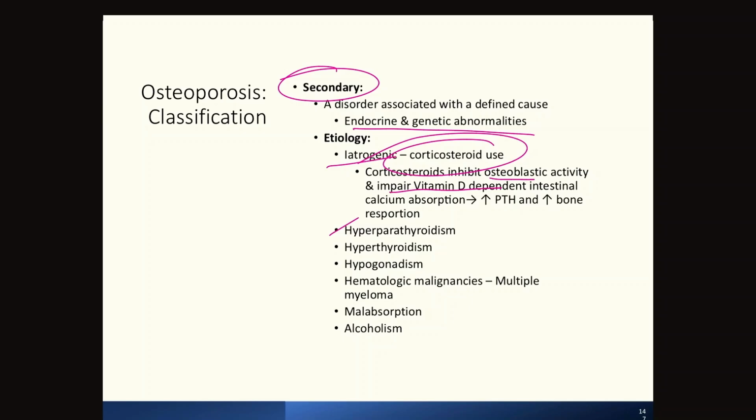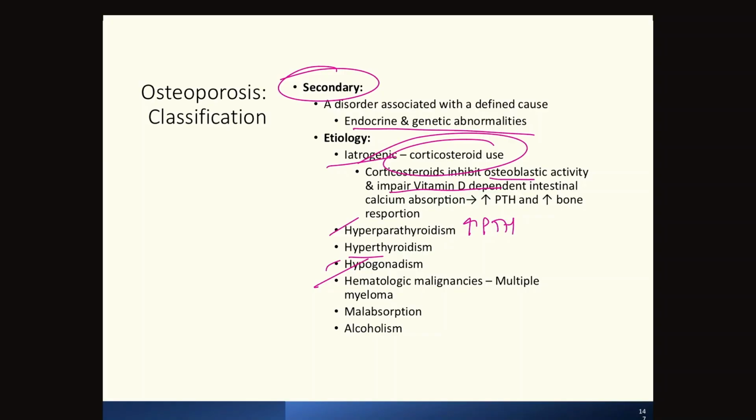Hyperparathyroidism, so we're constantly making PTH. Hyperthyroidism, hypogonadism, malignancies, malabsorption, and alcoholism. So these are some causes for secondary osteoporosis. If someone comes in at 50 with a fracture, you do a bone mineral density and it's showing low. You know it's not senile because she's only 50. Doing your medical history, if you ask for her last menstrual period and she said it was a week ago, you know she's not menopausal. So there's got to be some underlying cause for this osteoporosis.